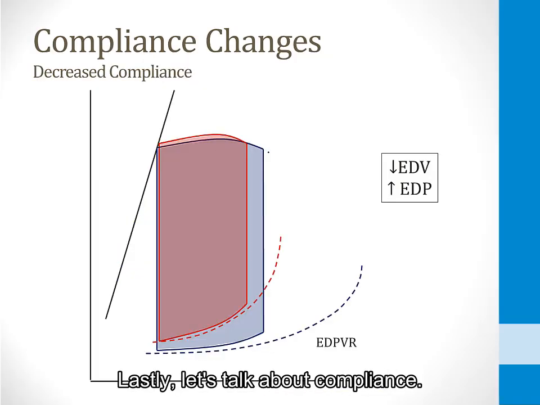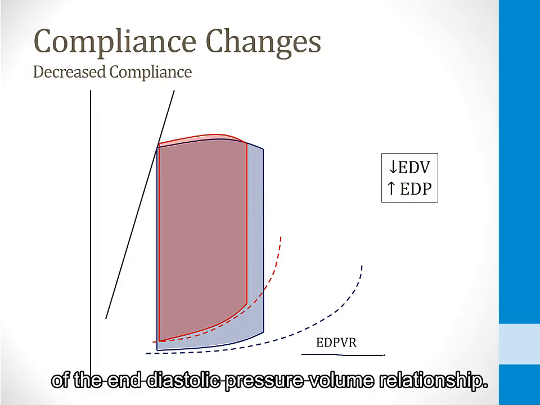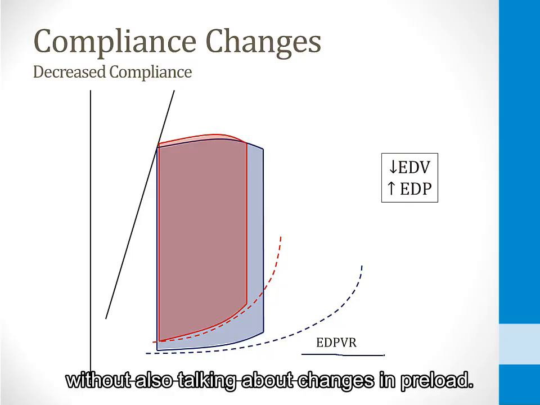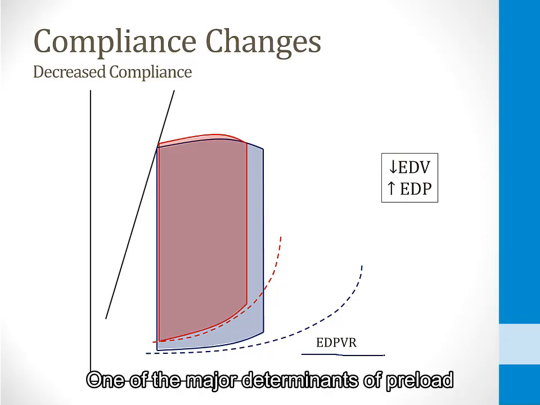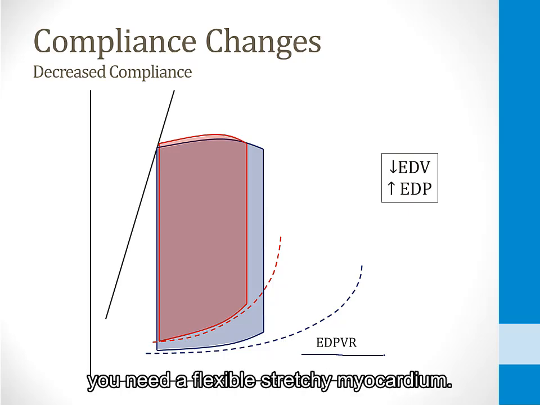Lastly, let's talk about compliance. Compliance, it turns out, is the major determinant of the end diastolic pressure-volume relationship. And it's very hard to talk about changes in compliance without also talking about changes in preload. One of the major determinants of preload is the compliance of the left ventricle. In order to fill the ventricle normally, you need a flexible, stretchy myocardium.